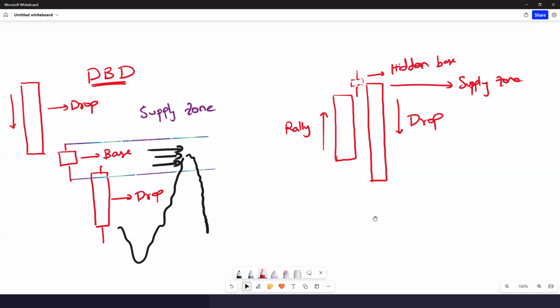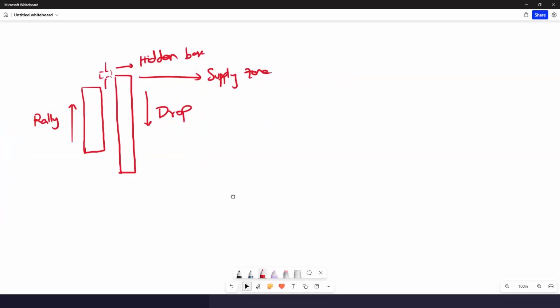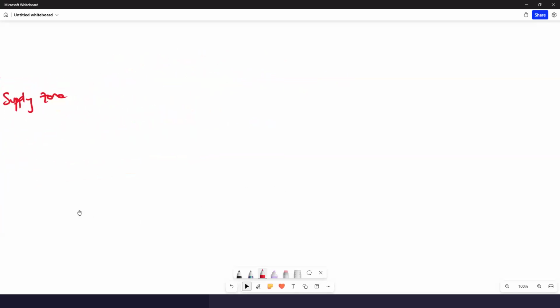Then followed by that, we'll try to discuss institutional orders also, I mean, from the demand side. Something like drop base rally, DBR. DBR is nothing but drop base rally. Let's say I'm having a drop, and then I'm having a base. The base might be one candle, or as I said, it can be a couple of candles. Right? So let's say this is how it is, and then I'm seeing a rally here.